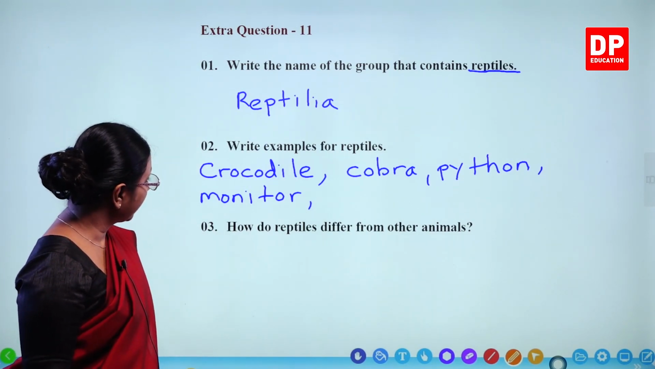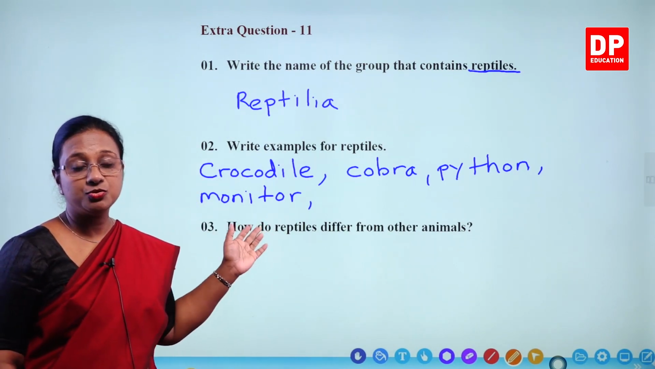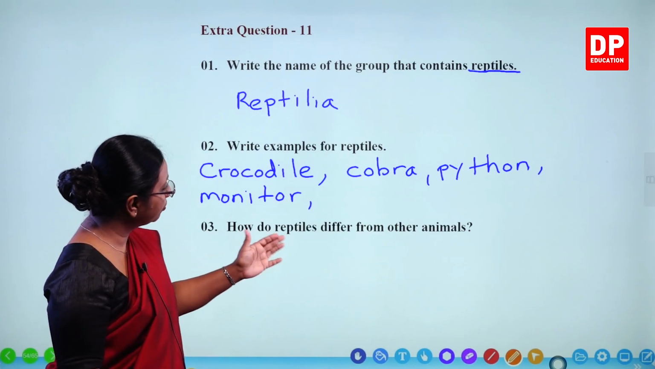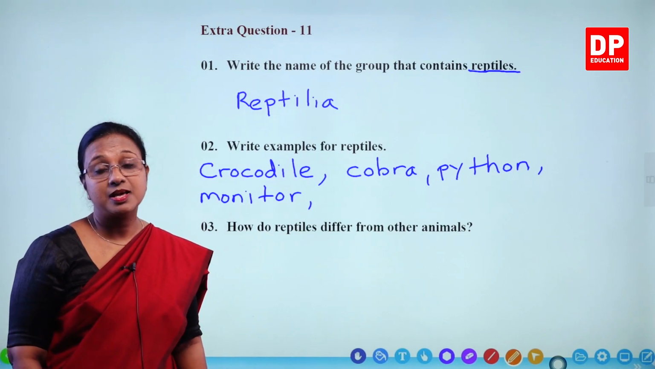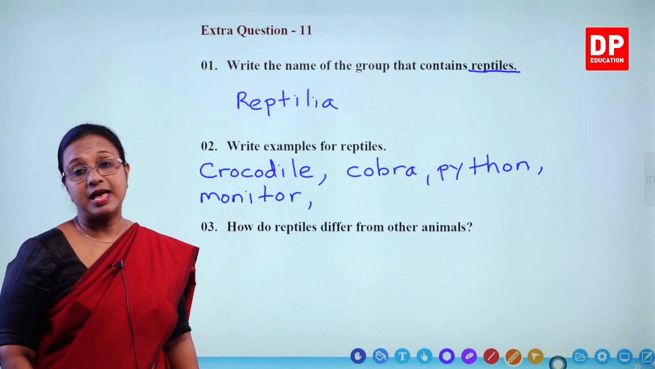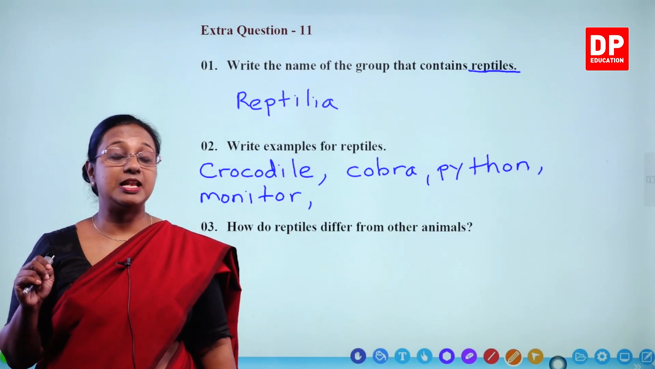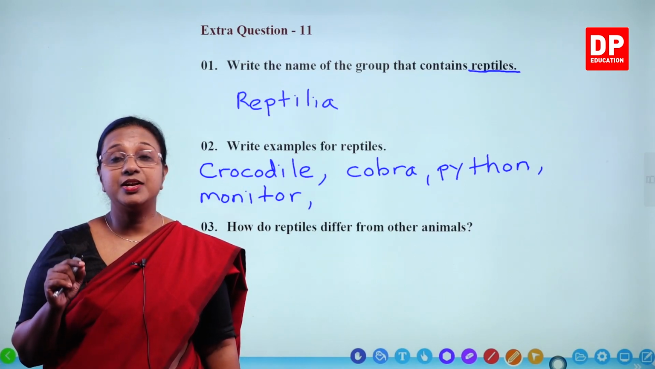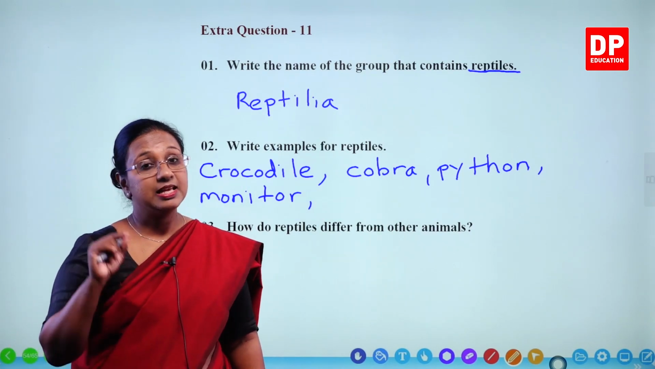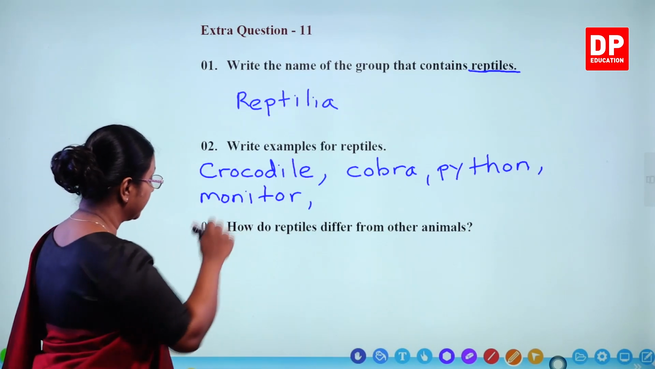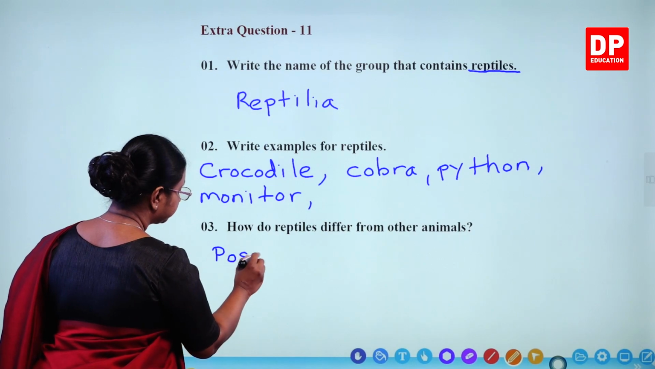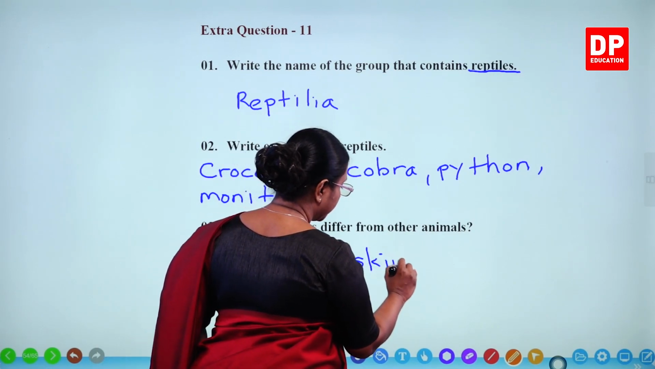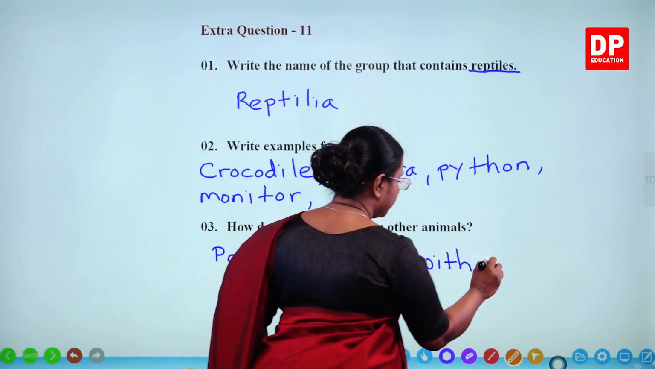Then the next one, write examples for reptiles. You can write any number, that is okay. Then we have the next one, how do reptiles differ from other animals? What is the speciality? They possess dry skin with scales. That is a special property of reptiles.